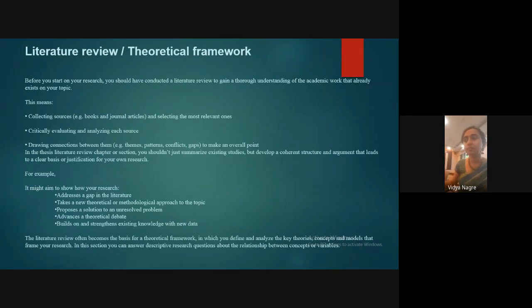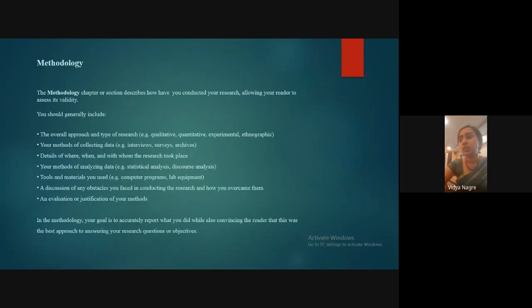Next slide. Methodologies. We have discussed a lot of methodologies here, like quantitative, qualitative, experimental, and ethnographic. Ethnographic method is studying a particular ethnic group like tribal people, so that methodology is different. The experimental method, where we conduct experiments in sciences and technical fields, goes in that. Then interviews, surveys, and archives are certain strategies you can use.